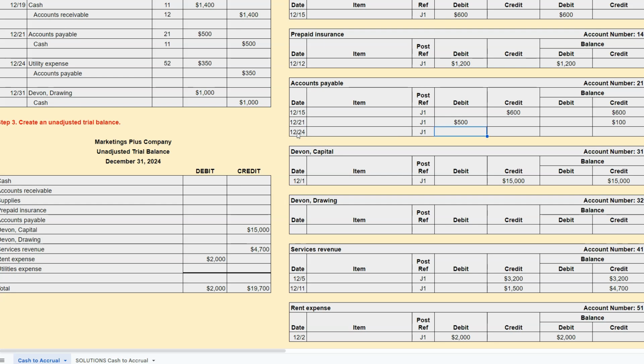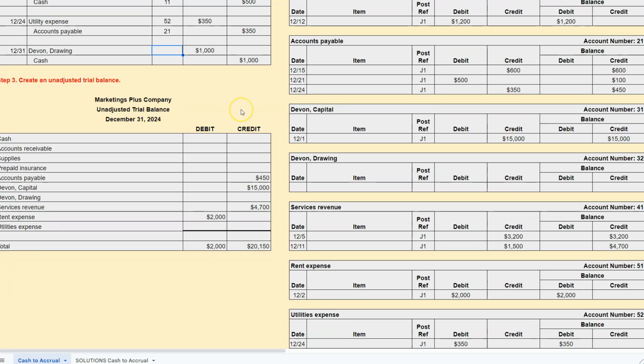On the first page of the journal, we credited accounts payable for 350. So we had a 100 credit balance, and now we credited it for 350. Remember, a credit and a credit, we are going to add that to the balance. So now we owe a total of 450. Accounts payable 21, posted.